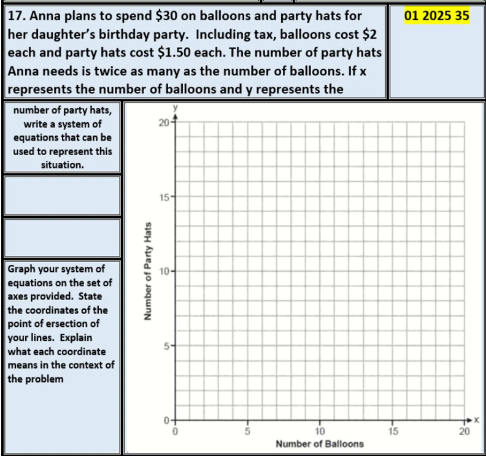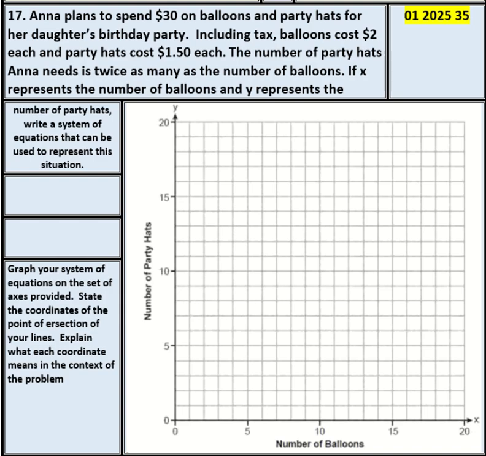Okay, question 17. Anna plans to spend $30 on balloons and party hats for her daughter's birthday party. Including tax, balloons cost $2 each and party hats cost $1.50 each. The number of party hats Anna needs is twice as many as the number of balloons. If X represents the number of balloons and Y represents the number of party hats, write a system of equations that can be used to represent this situation.